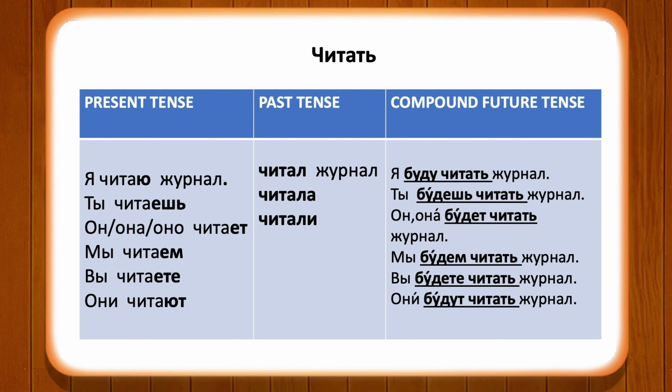The past tense form for masculine, it is читал. For feminine, it is читала. For plural, it is читали. The future tense form would be я буду читать, ты будешь читать, он будет читать, она будет читать, мы будем читать, вы будете читать, они будут читать. So, я читаю, я читала, я буду читать.